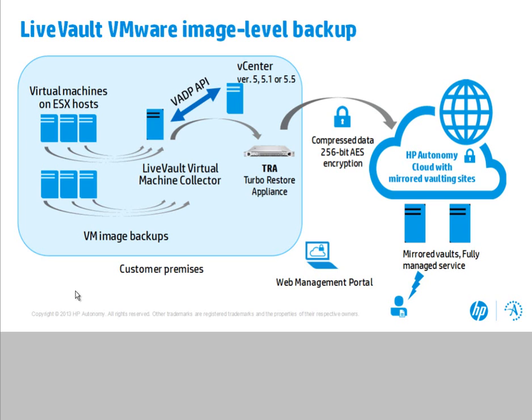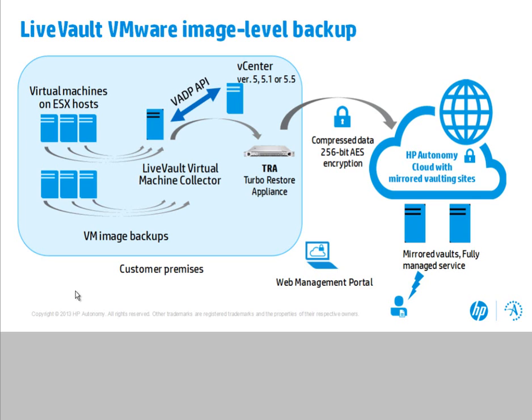And the way we do that is we have a special version of the LiveVault agent that we call the Virtual Machine Collector. It can run on a physical server, or it can in fact run as a virtual machine. And what it does is use this VADP API, cause VMware to make virtual machine image snapshots, which it then backs up locally onto a TRA. This is the one time when we require you to have a turbo restore appliance.